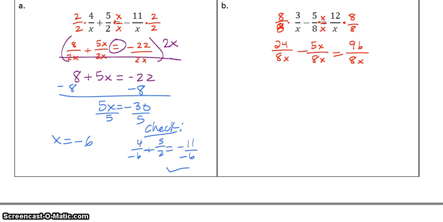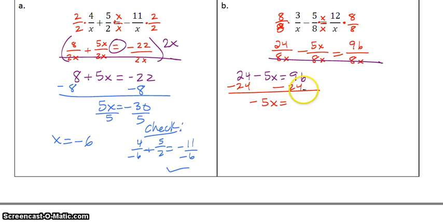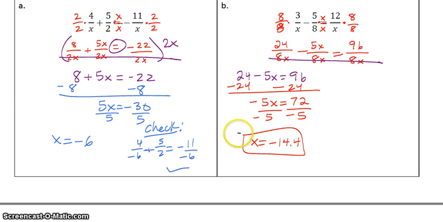And again, as soon as you get the common denominator, you are really technically multiplying through by the common denominator to cancel these out. Shortcut is we'll just cancel it. I am going to solve this equation by subtracting 24 from both sides. And I end up with negative 5x equals 72. Make sure you don't drop your negative by mistake. Divide by negative 5, and you end up with a decimal. That's okay. That happens sometimes. So I have negative 14.4.